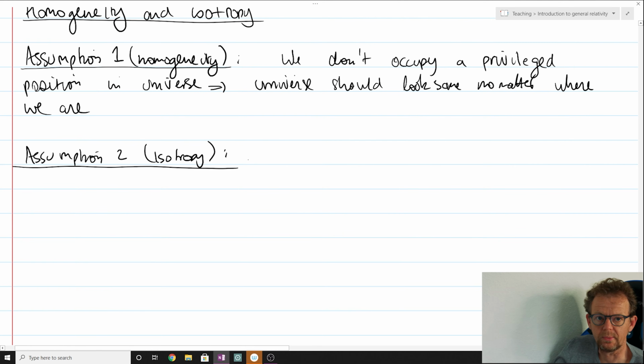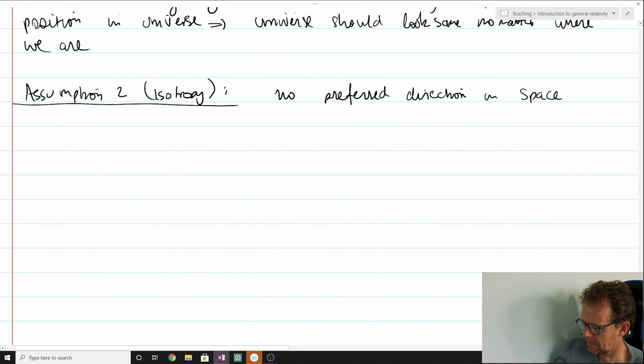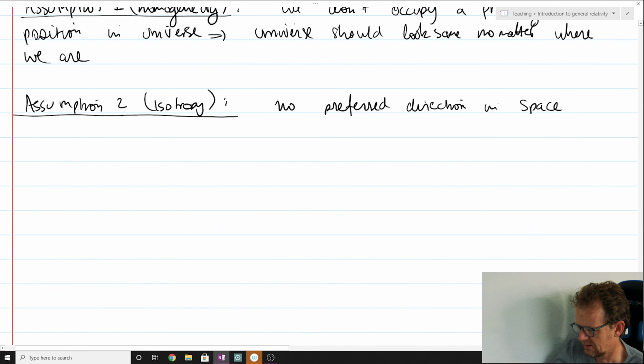is that there's no preferred direction in space. There is a preferred direction in the time direction, right? There's actually been numerous observations that support assumptions 1 and 2. They're obviously not true at the atomic level, but they're true at the galactic level to a fair degree of approximation.